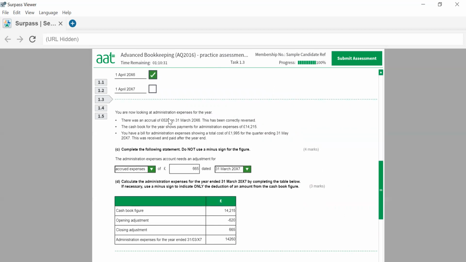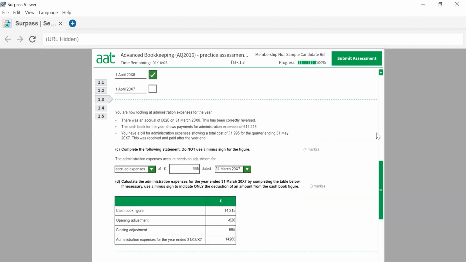You're now looking at the admin expenses for the year. I can just get my notes. And it says there was an accrual of £620 on the 31st of March 2006. This is an expense. So I'm going to have done a T account now, and I put an accrual on the credit side on the 31st of March 2006, 620. So do that on the credit side of the accruals account.